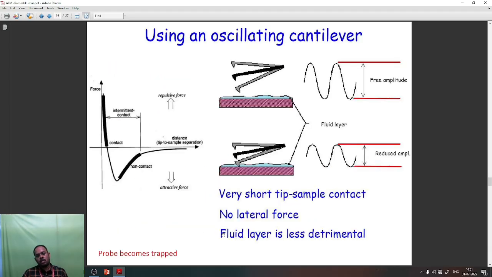This is the third one, intermittent contact, using an oscillating cantilever. The cantilever oscillates over the surface, with a high free amplitude. In tapping mode, at one moment it touches the sample surface during the scan, and at another it does not touch. Then it touches again. So this oscillation movement will be there. Sometimes it may have a higher or reduced amplitude depending on the sample. So there is very short tip and sample contact.